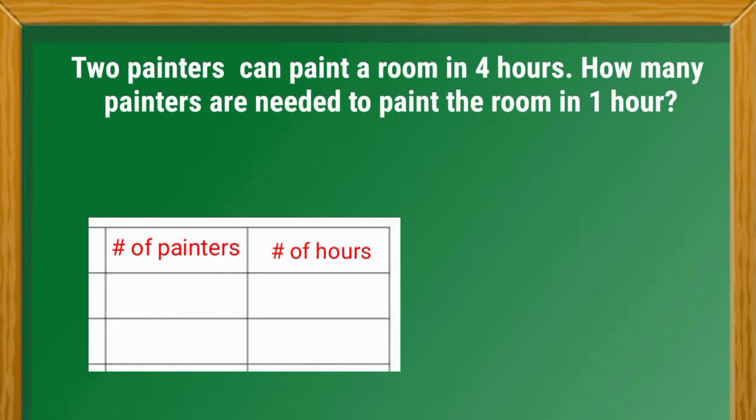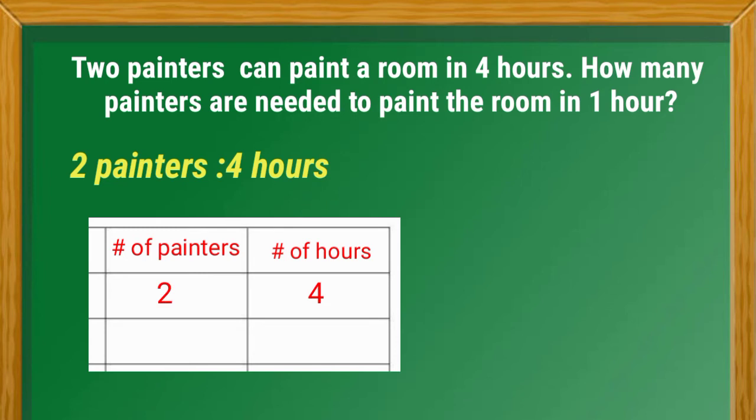Let's go back to the problem. 2 painters can paint a room in 4 hours. This shows the ratio of 2:4. 2 painters for 4 hours. In the first row, we have here the 2:4. We are going to put 2 under the number of painters and 4 under the number of hours. Next is, how many painters are needed to paint the room in 1 hour? What is given here? The given here is an hour. So what would be the unknown? The number of painters.